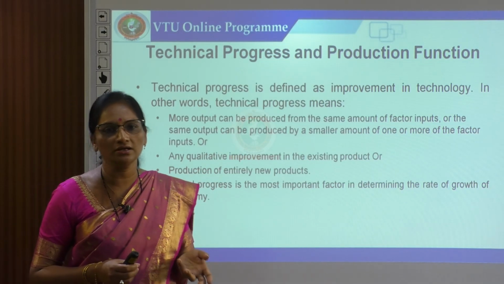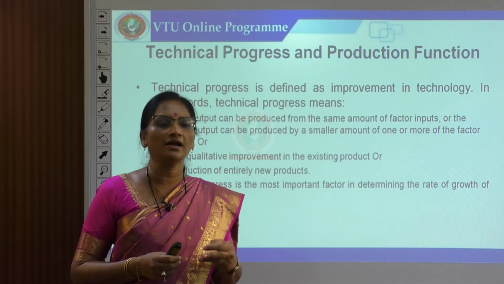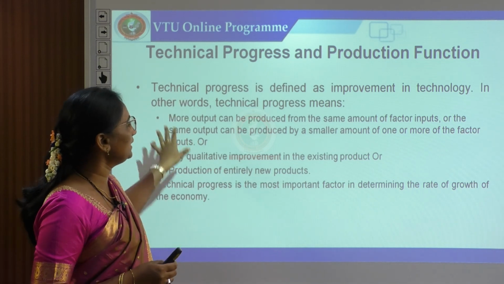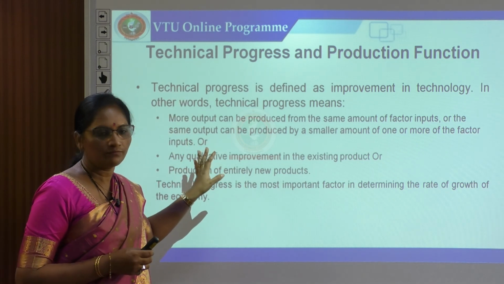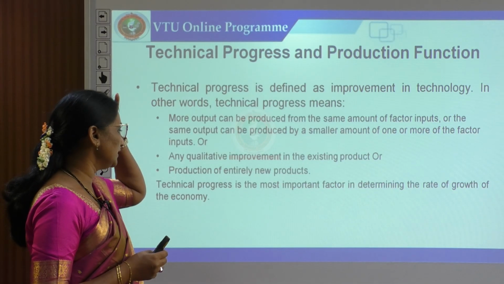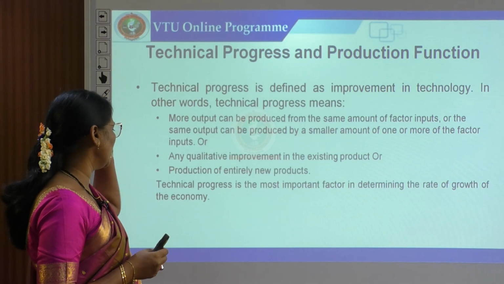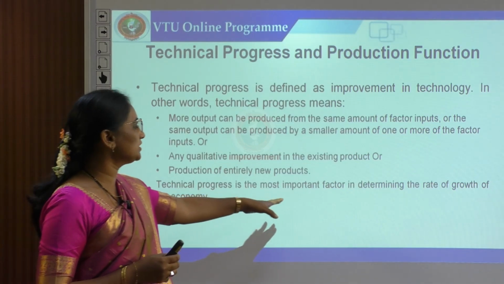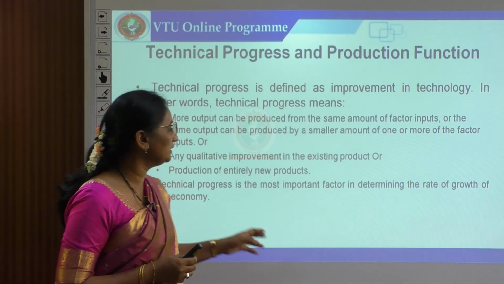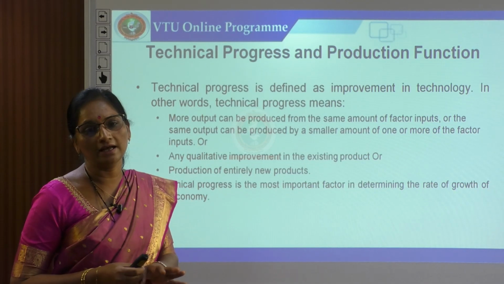Or we can say producing a new product. New products are being launched by different companies due to technology. That too is technological improvement. So all together, technological improvement or technical progress is the most important factor in determining the rate of growth of the economy.